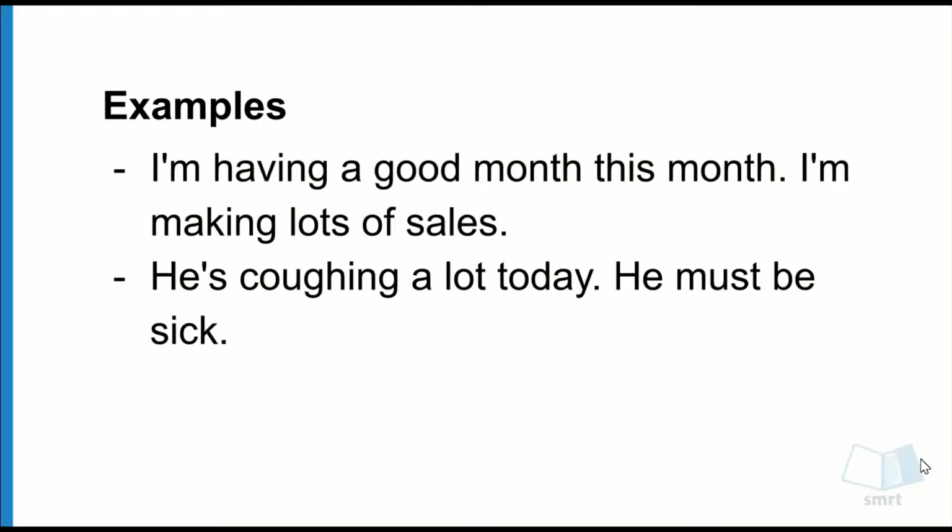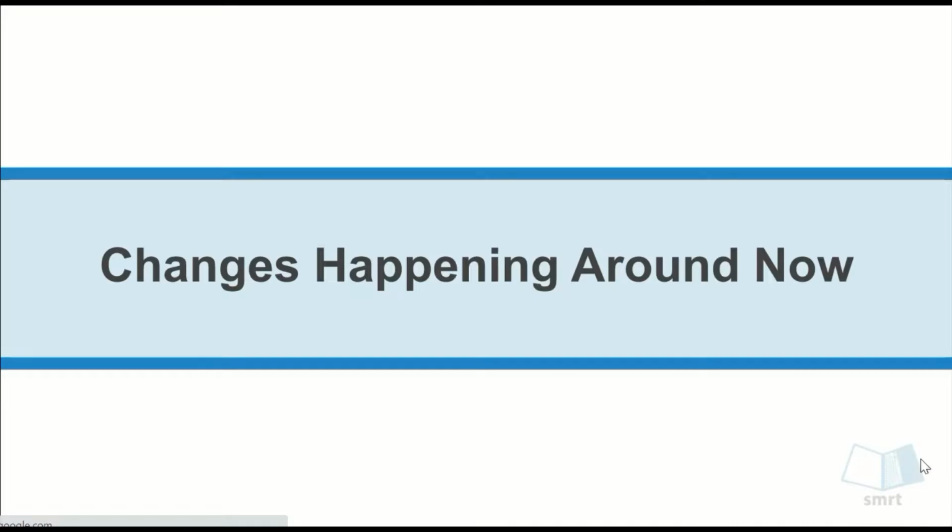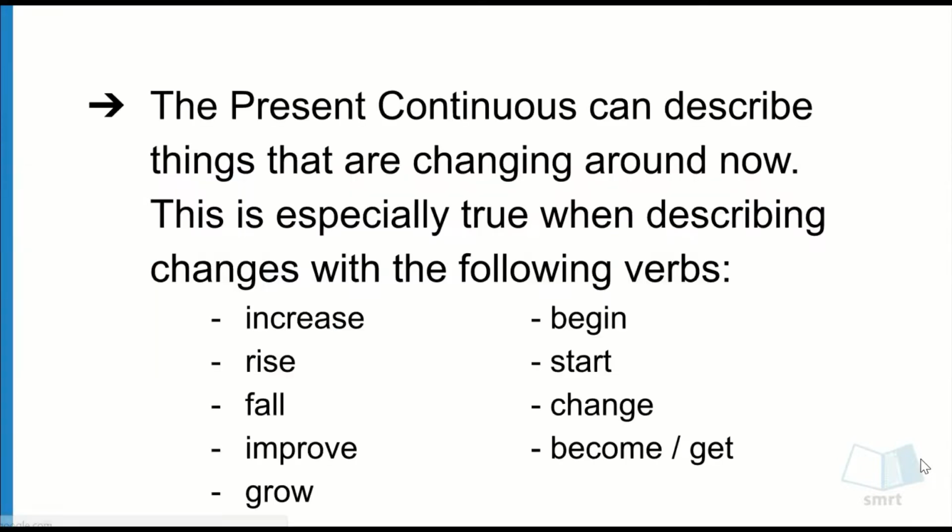Here we have some examples. I'm having a good month this month. I'm making lots of sales. He's coughing a lot today. He must be sick. We also use the present continuous to speak about changes happening around now, things that are happening like in the world or in the news. The present continuous can describe things that are changing around now. This is especially true when describing changes with the following verbs: increase, rise, fall, improve, grow, begin, start, change, become, or get. Like, I'm getting tired of the online classes.